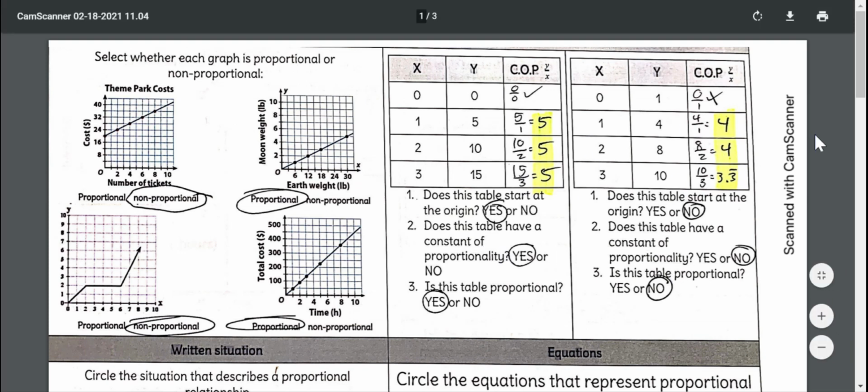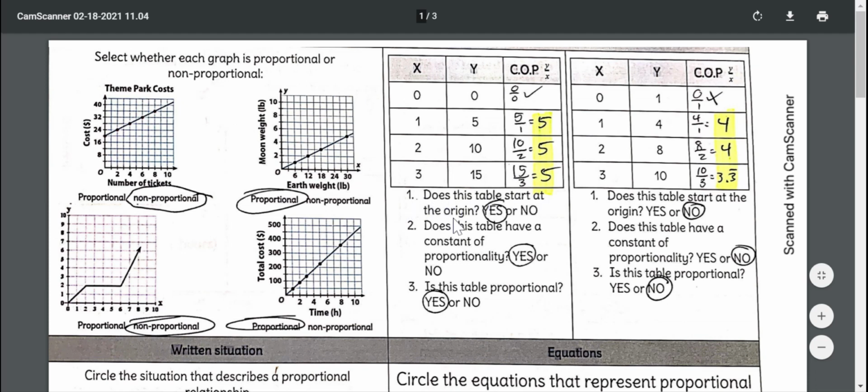Next, we're going to look at this tables section. So in this table, what you want to do is in the far right column where it says constant of proportionality, you're going to do y divided by x. So here I did 0 divided by 0, 5 over 1, 10 over 2, 15 over 3. Once I had my fractions, I simplified them using division and got a constant of proportionality of 5 for the whole table. The first question says, does this table start at the origin?